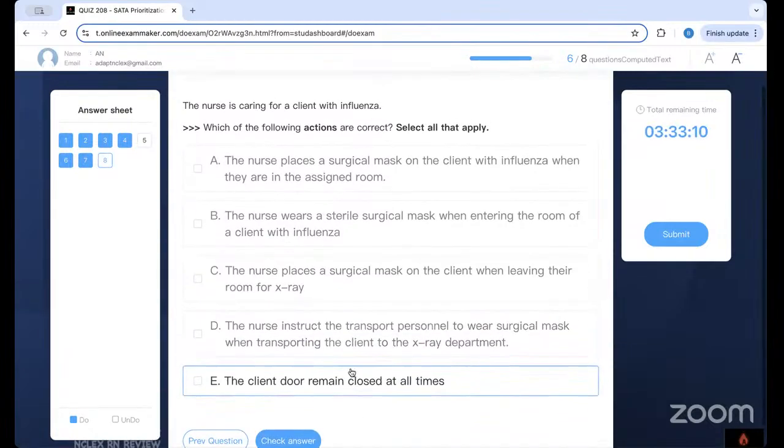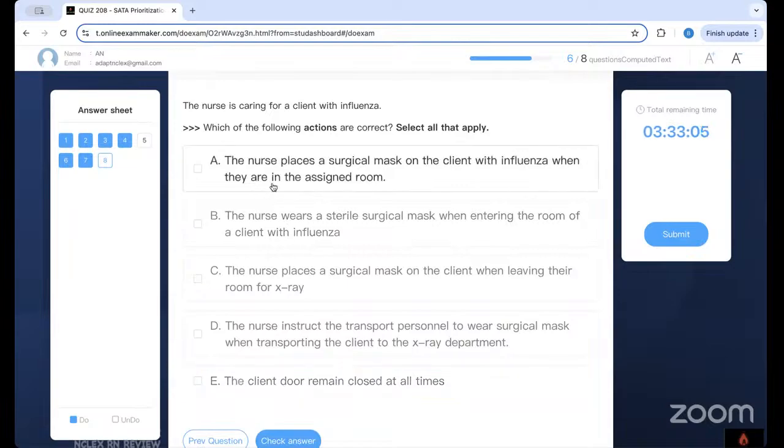And the last one. A nurse is caring for a client with influenza. Which of the following actions are correct? I feel like infection control, you should be good at it. When you wake up in the morning, if you're given an infection control question, you should handle it without letting them trap you. A nurse places a surgical mask on the client with influenza when they are in the assigned room. Ask yourself, if you have influenza, what kind of precaution? And with that precaution, should I place a surgical mask on that patient when they are in the assigned room?